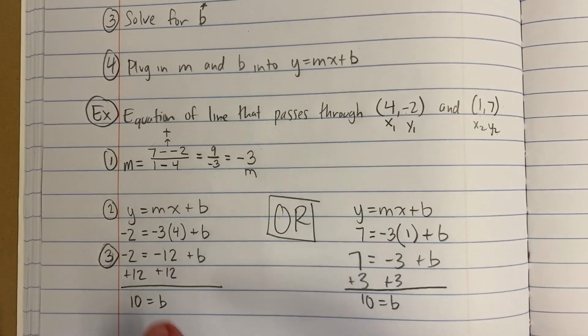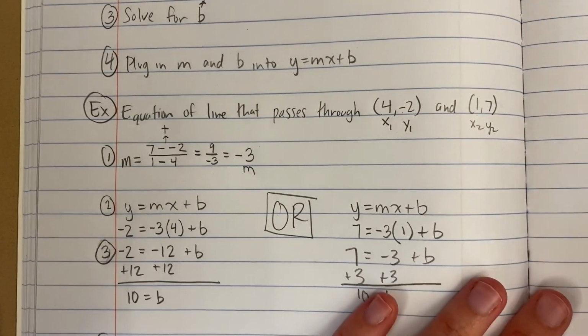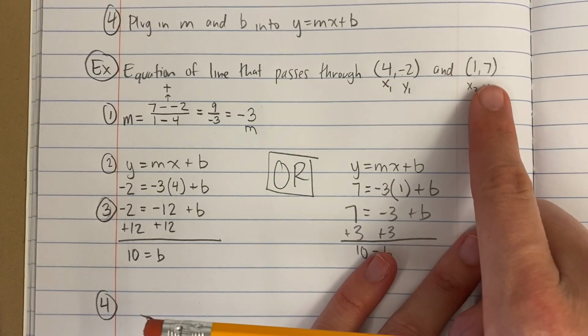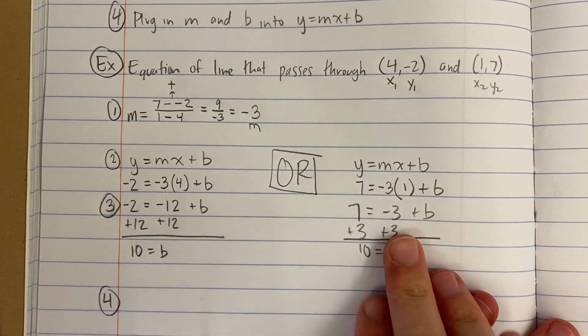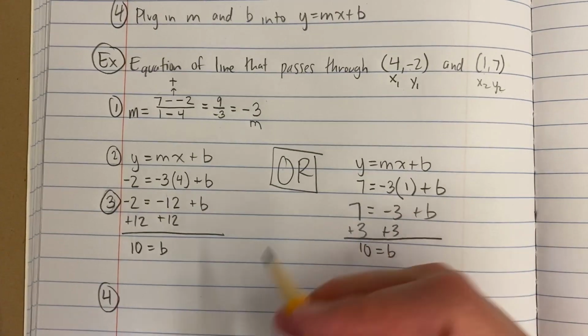Okay? So you don't need to do both. Sometimes there'll be one that's way easier. Like sometimes there'll be one that's like small, positive numbers, right? I would choose that one. In this case, they were both not too bad. But now I am ready.